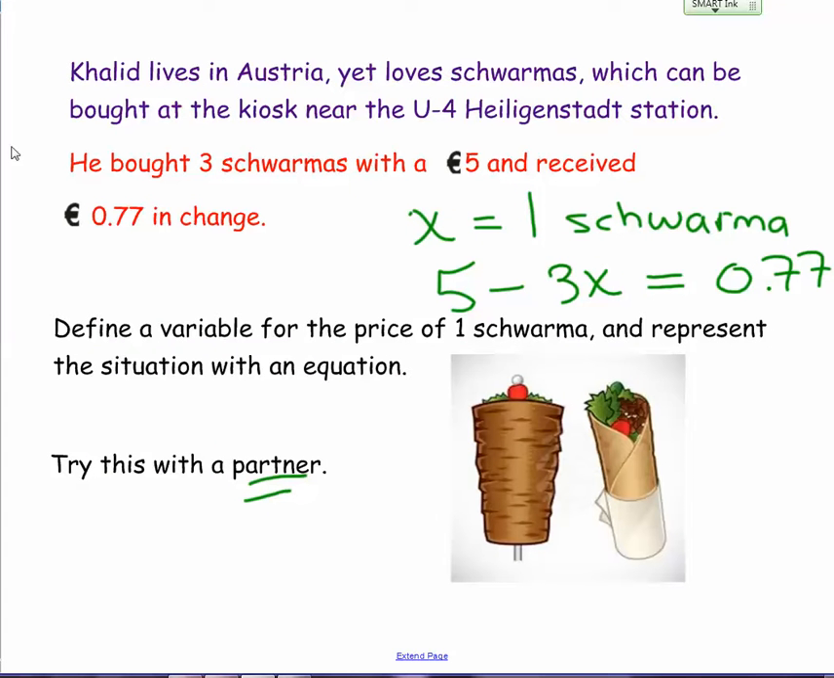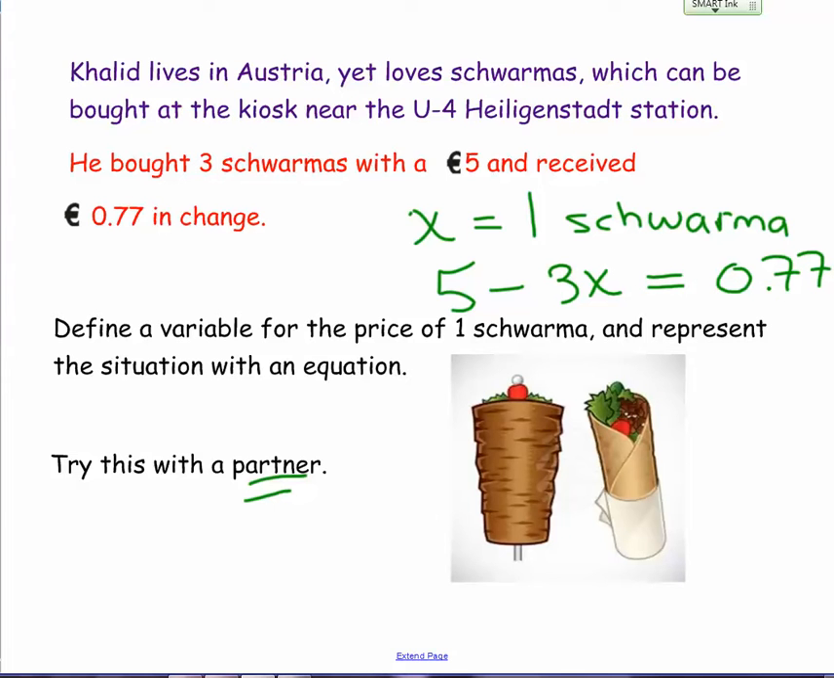All right, and then you wrote some equations. So here was the problem that you started with, and Khalid bought 3 shawarmas with a €5 note, and he got 77 cents back in change. So we defined a variable. x was the price of 1 shawarma, and he bought 3 of them. So think about what you would do. You've got your €5 note, you spend the money for 3 shawarmas, and what you have left is 77 cents.